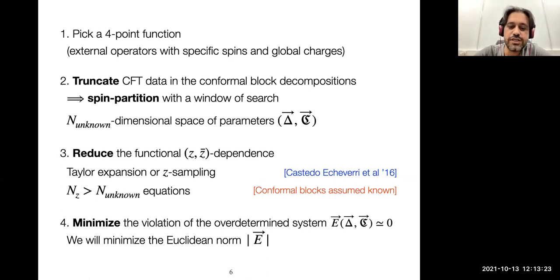The way we're going to do it is we're going to choose a particular norm on this vector. The most obvious choice is to take the Euclidean norm and try to find the profile of deltas and C's that minimizes this quantity. Obviously, this quantity is not a unique quantity that we can choose. And later on, we can discuss whether it will be interesting at a later stage to explore different definitions of E that maybe can facilitate better searches.